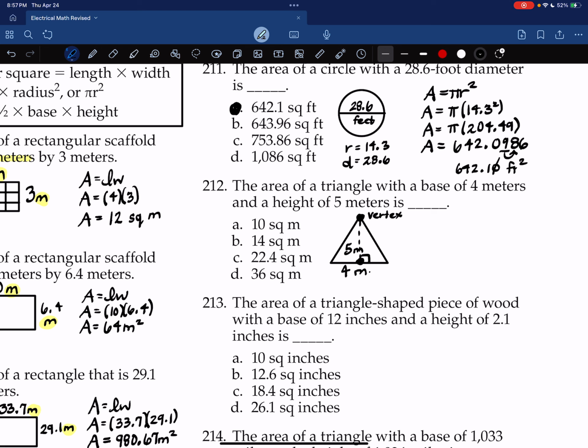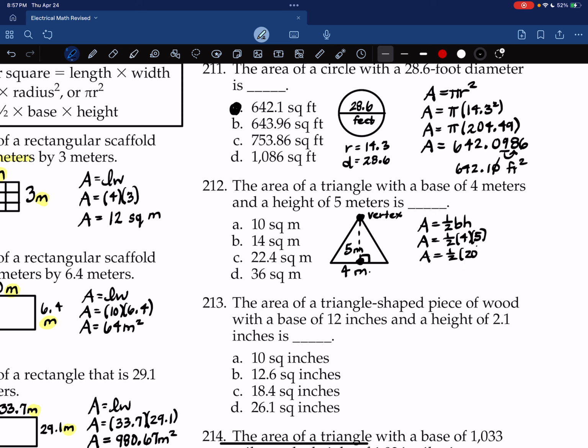The formula for a triangle is 1/2 times the base times the height. So 1/2 of 4 times 5, or 1/2 of 20 is 10 square meters. You can also turn that half into 0.5 and multiply it. That'll work just fine.